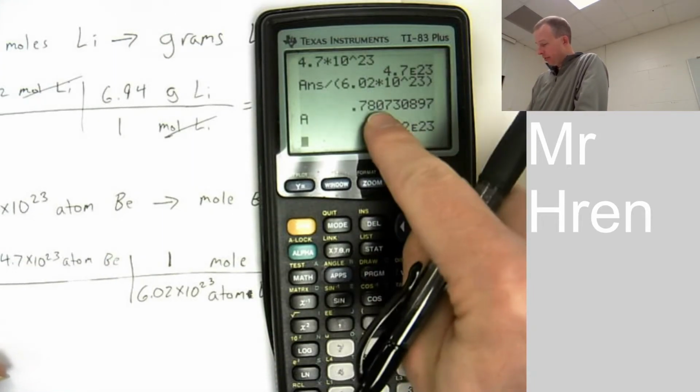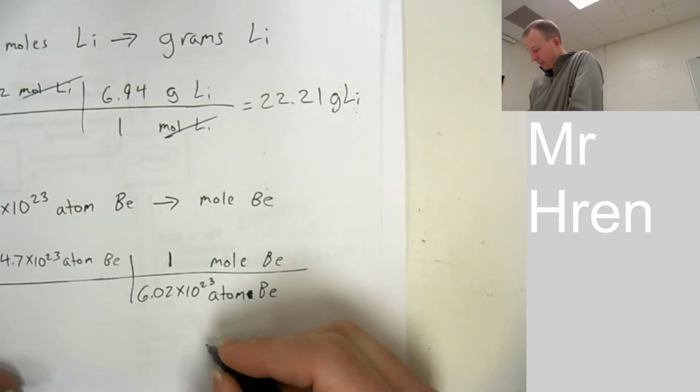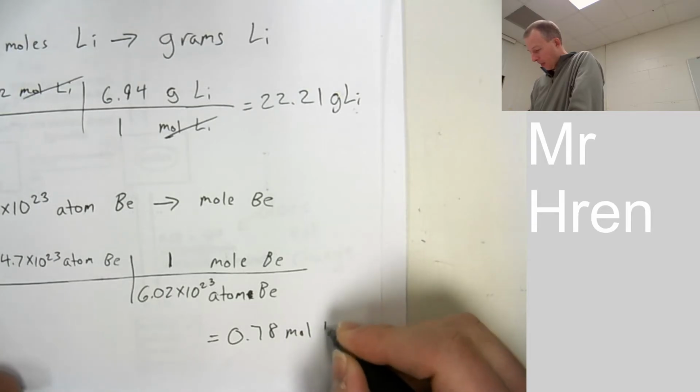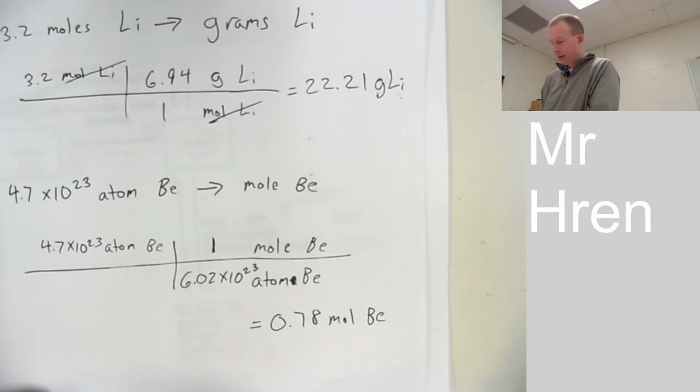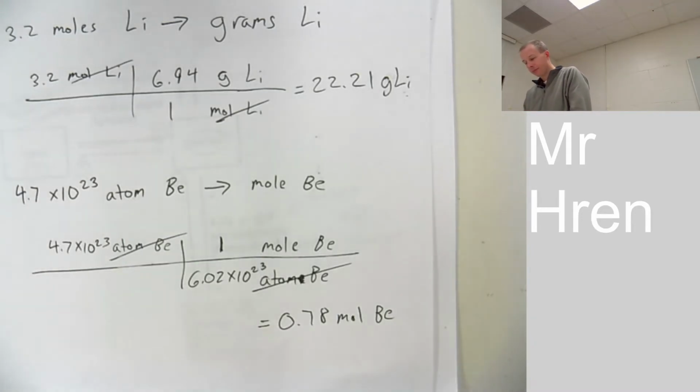So anyway, we got our answer. We'll just write it 0.78. You'd write it like that. You would cancel out atoms. And there you go.